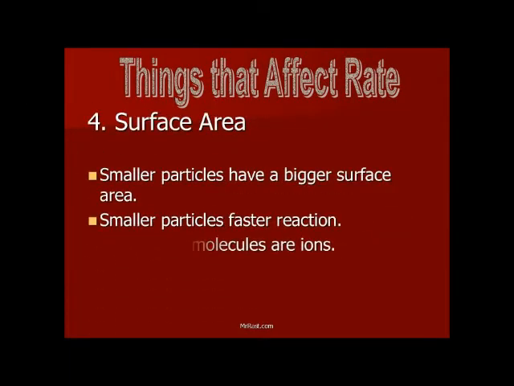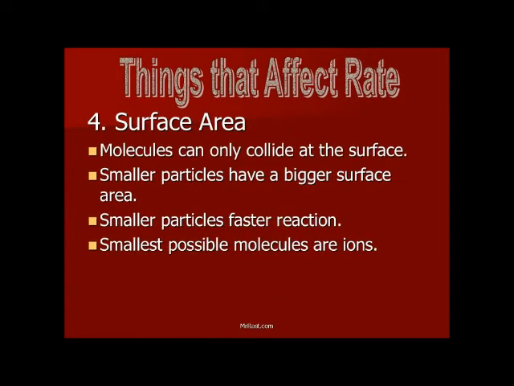The fourth thing we can talk about that will change the reaction rate is surface area. Molecules can only collide at the surface. Smaller particles have bigger surface area. So they have to touch each other. It's the surface, where things collide, that determines the reactions.